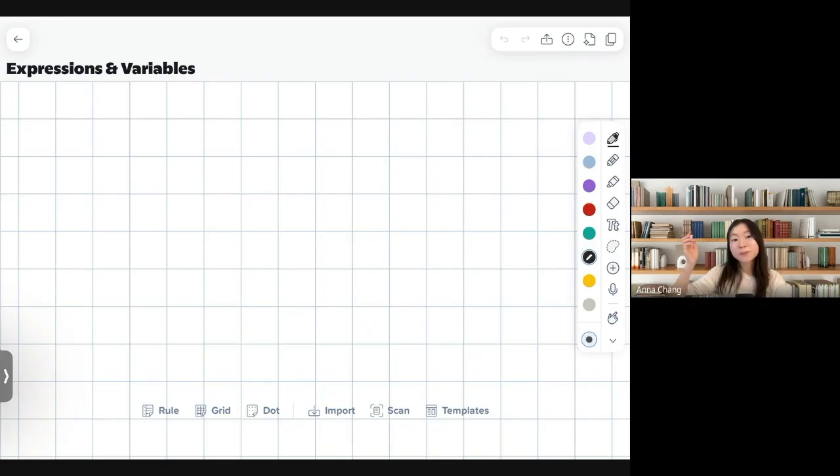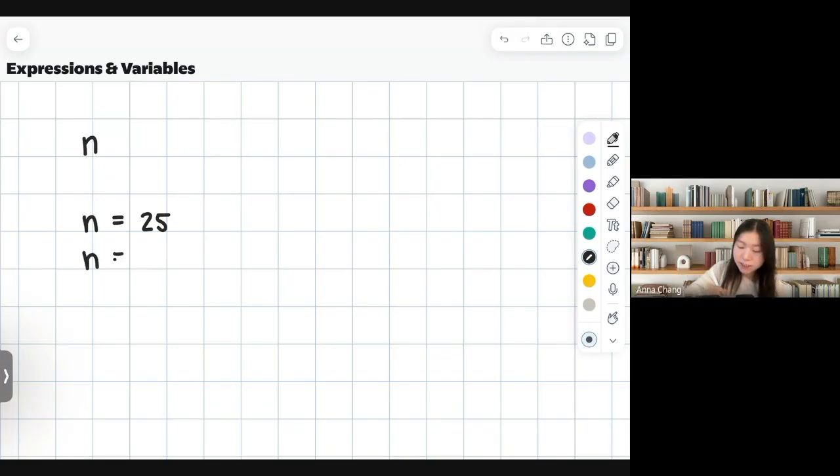A variable is a symbol, usually a letter that represents a number. Sometimes that number is unknown, and sometimes that number can change. So for example, n might represent the number of students in a classroom. The value of n is going to depend on how many students are actually in the room. If there are 25 students, then n would equal 25. If another student joins the class, then the value of n changes to 26.